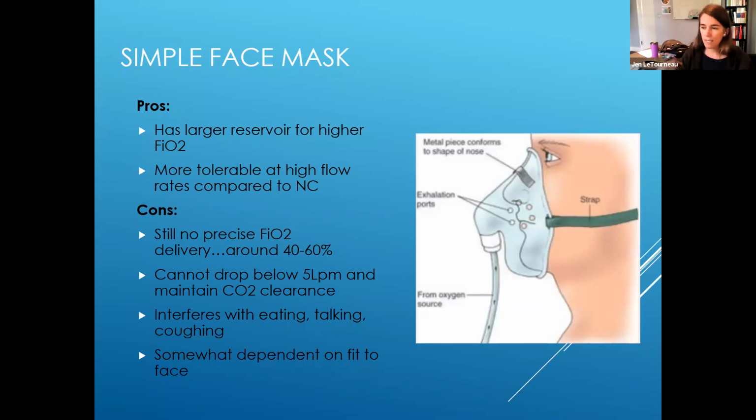Of course, it interferes with eating, talking, coughing, and then it can be dependent on the face fit. So people who have very narrow, thin faces, it can actually be going off on the side. People who have much larger faces or have a lot of facial hair, you won't get a very good fit, and then the FiO2 is even lower.